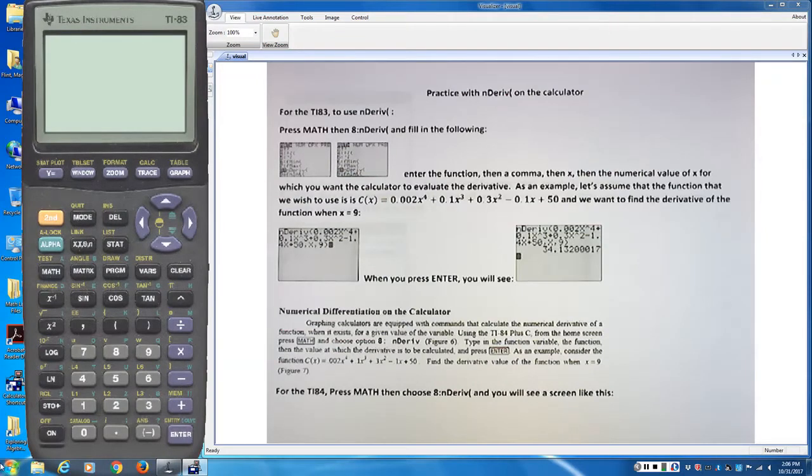Okay, now I have an 84 also, so I'm going to actually go through both sets of instructions. If you have the 83, pay attention to what I'm going to do first.